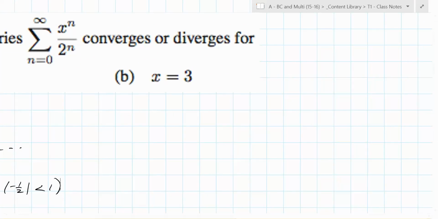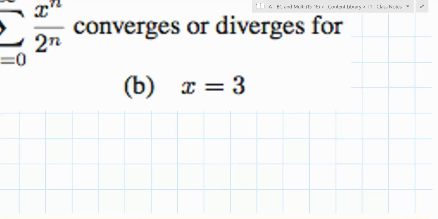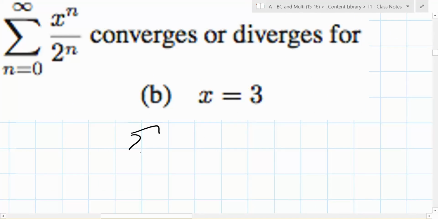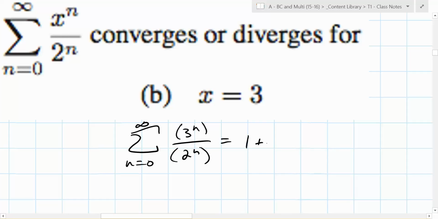We plug in 3 instead. So if we plug in 3 into this, I'll make it a little bigger to make it easier to write. We end up with the sum from n equals 0 to infinity of 3 to the n over 2 to the n. Plug in 0, what do you get? 1. Plug in 1, what do you get? 3/2. And then? 9/4. And then? 27/8, yes.